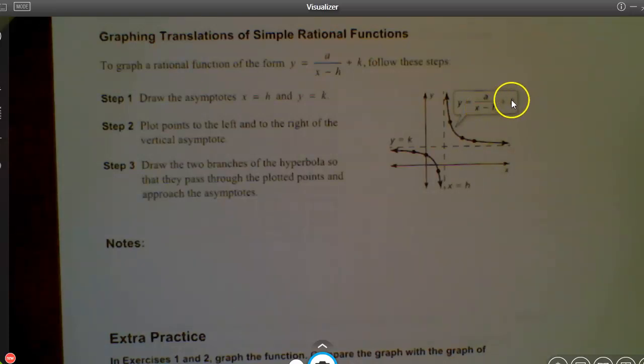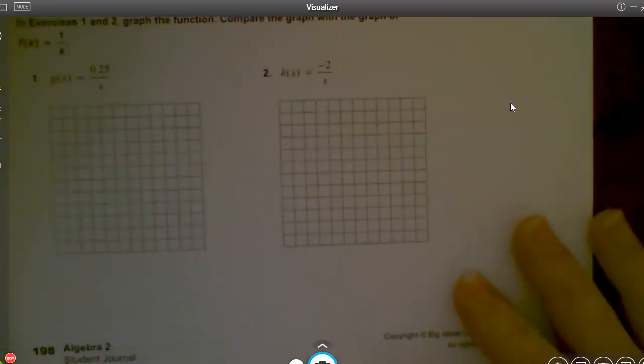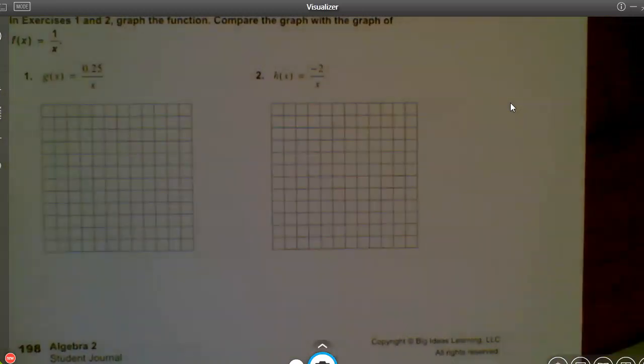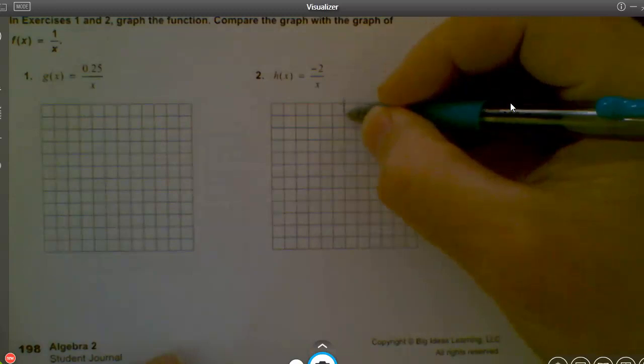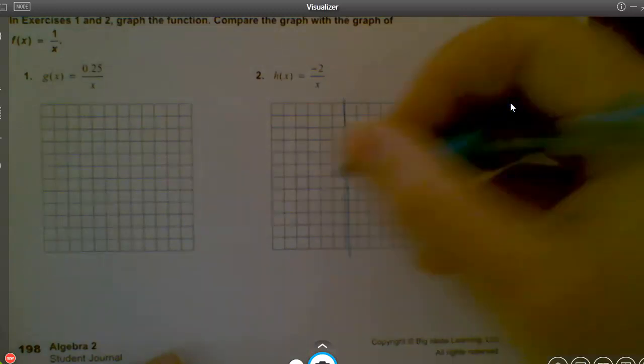Anytime this is positive, you're going to go up. And anytime this is negative, you would go down. So we're just doing those reflections based on the parent functions. So we're going to jump down to number 2 here. So every single one of these should start with a parent function graph. So let me just do this to get it started.